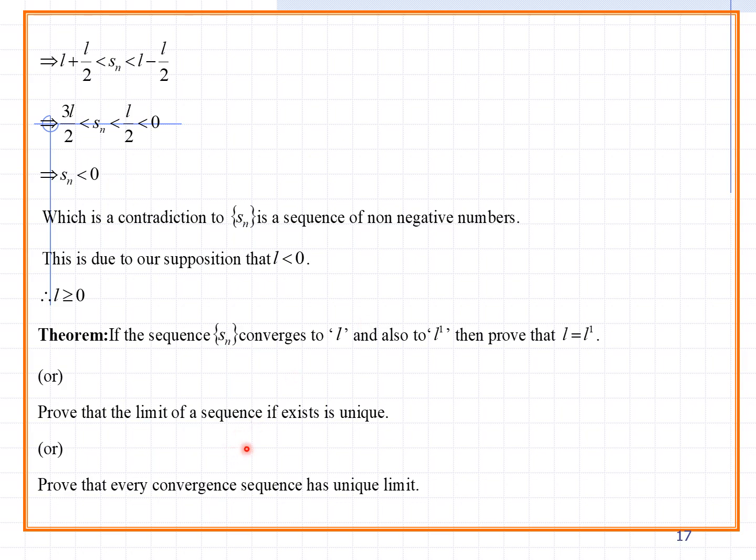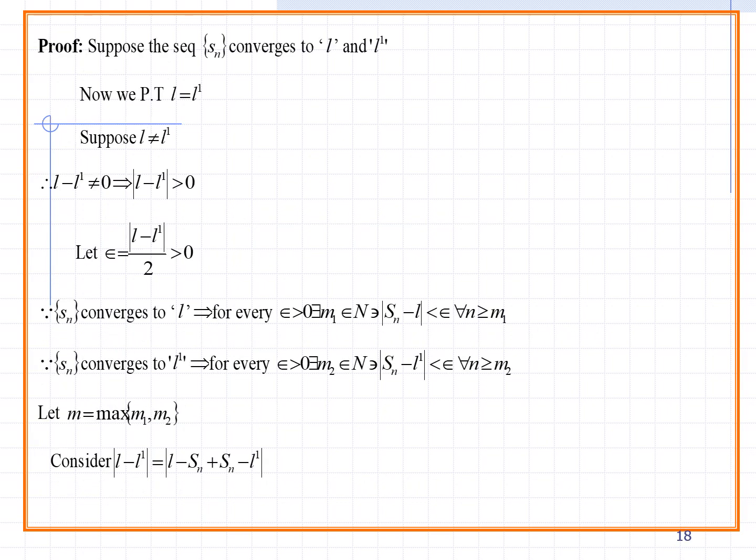For example, the sequence 1, 2, 3, 4, 5 is given. At that time, you can substitute n equal to 4, and the final answer is finite. In that case, 4 is called the unique limit. So you can prove this type of theorem. Let us see the proof.